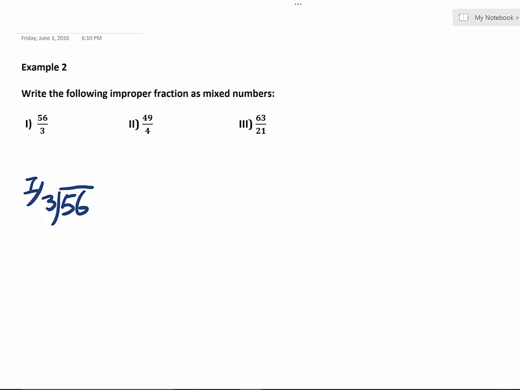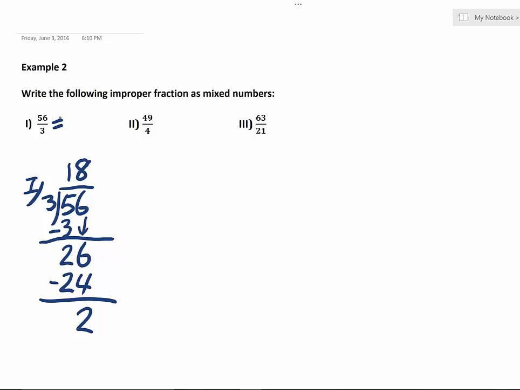And then just follow the regular division procedure. So 3 going into 5 is 1 times. 1 times 3 is gonna be 3. Subtract it, you get 2. Bring down the 6, we have 26. And 3 going into 26 will be 8 times. 8 times 3 is 24. So we have a remainder of 2. So basically the answer for 56 over 3 in terms of a mixed number will be 18. That's the whole number part, and then write the remainder 2 over divisor 3. So that's your answer for the first question.